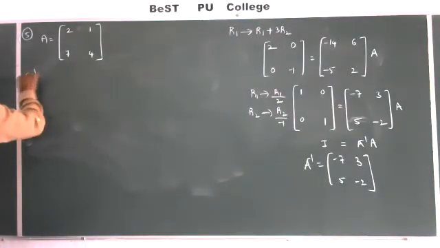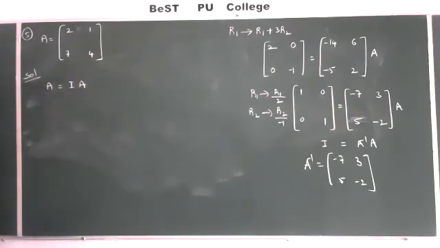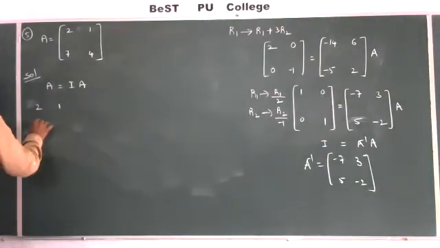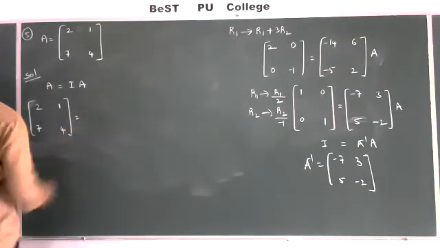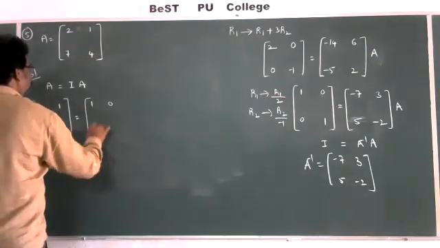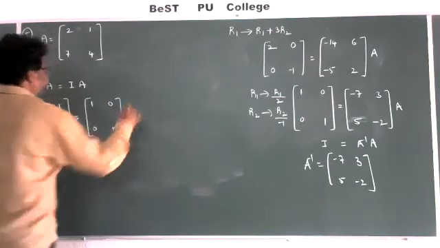Solution. A is equal to IA. That is A is 2, 1, 7, 4 is equal to I, the matrix 1, 0, 0, 1, into A.